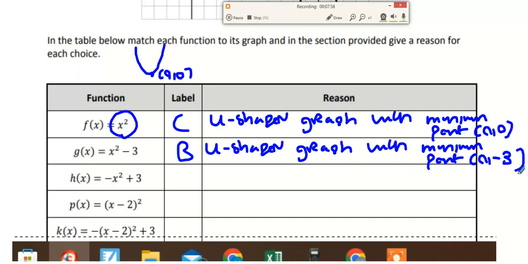Is that okay? Yes. Yeah. Lads, what's the difference with H and G? What's the big difference between H and G?